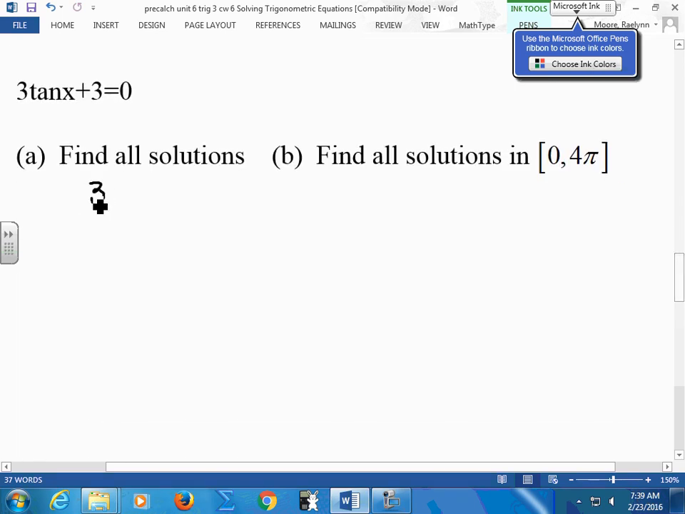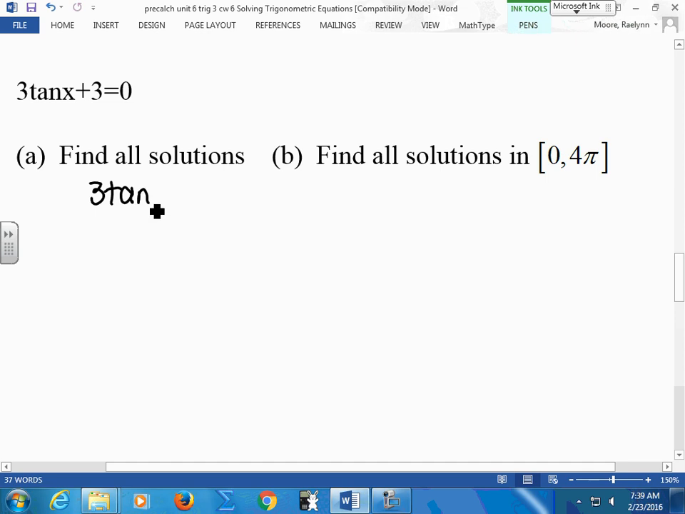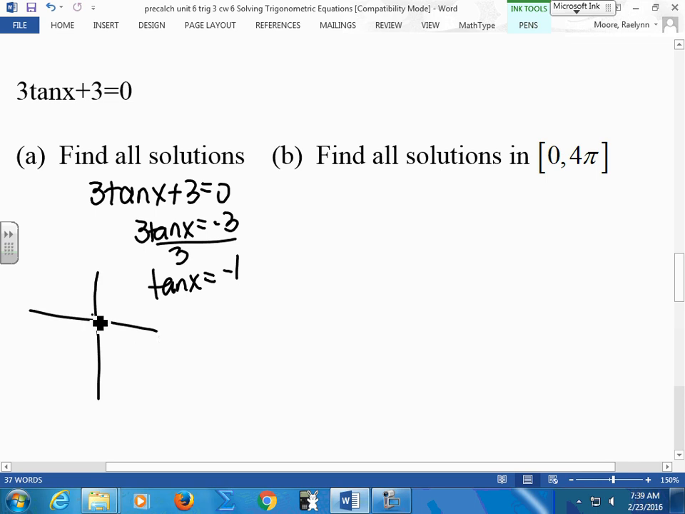Okay, so finding all your solutions. This one's going to work a little bit differently. Same setup, subtract 3. Divide by 3. And these are special triangles because you're not using your calculator. So where is tangent negative? Second and fourth. And what reference angle has a tangent of 1?